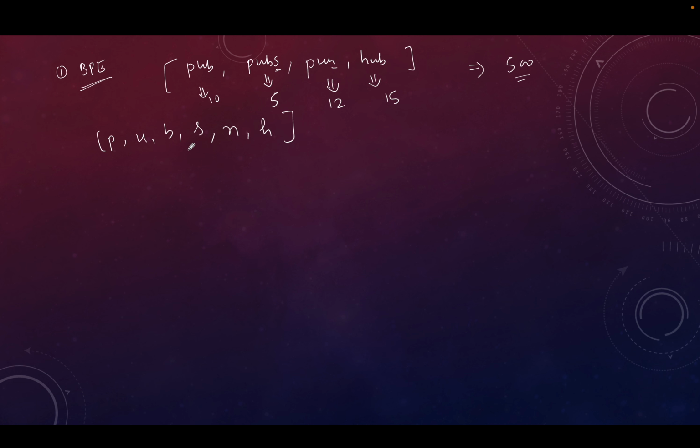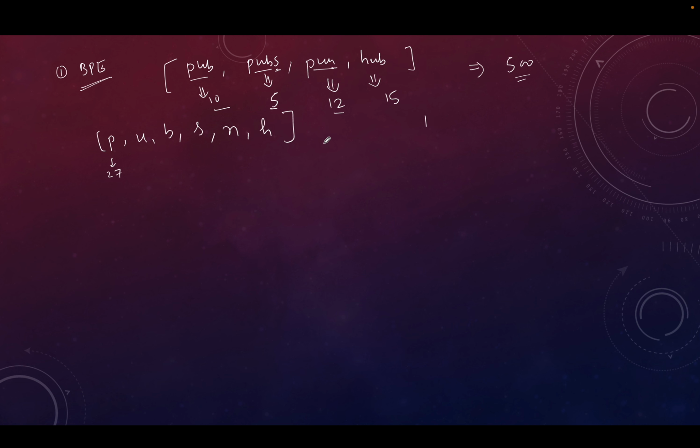pairs of characters. P, you will see that P occurs in pubs and pun. So 10, 5, 15, 12, 27 times. So P occurred 27 times. Similarly, you can calculate for all the other characters.